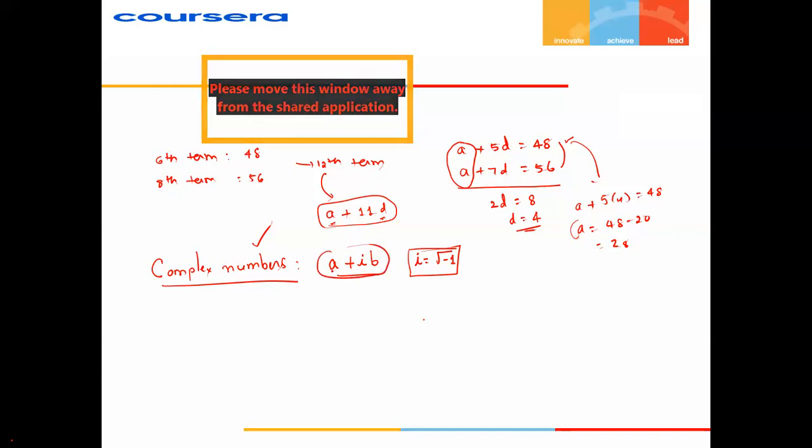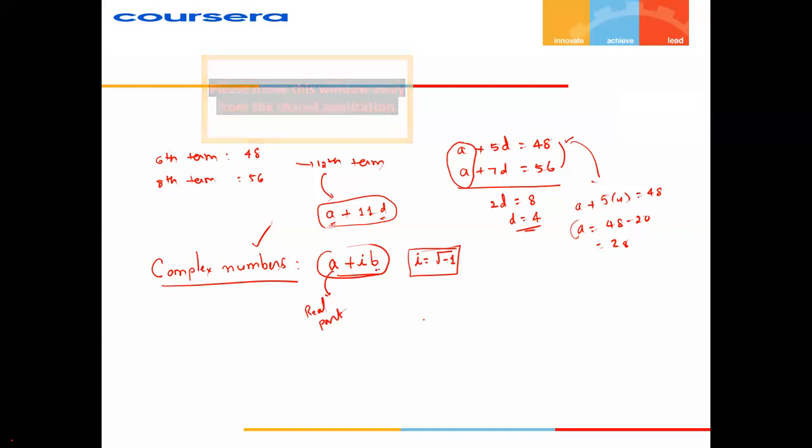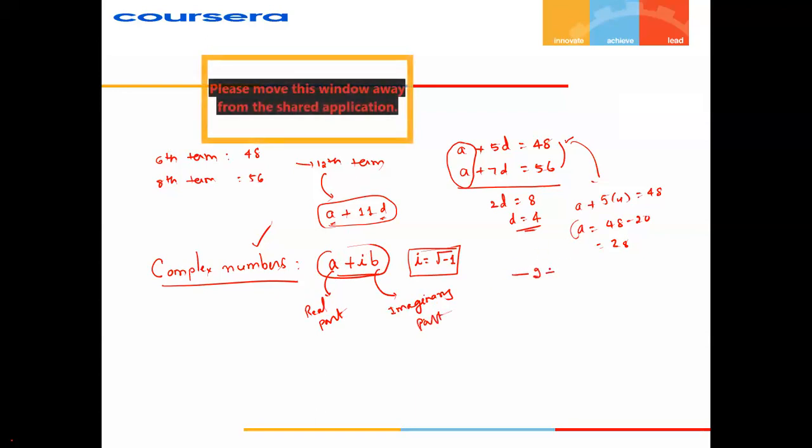Here a is called the real part, and this b is called the imaginary part. Very simple, right? Suppose we say minus 2 plus 3i, so this is the real part, and the imaginary part is 3.